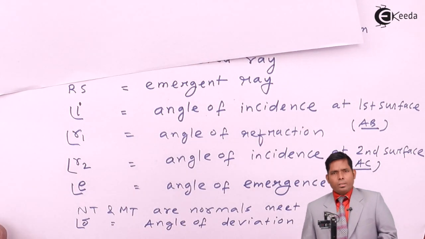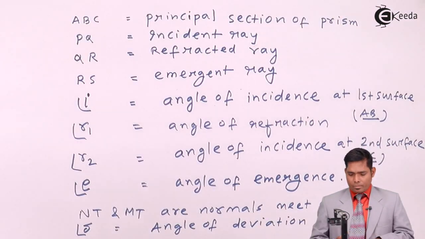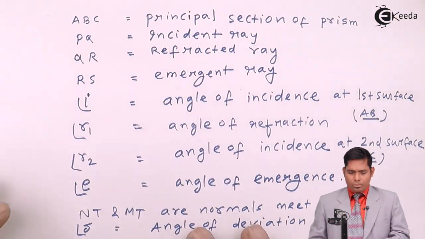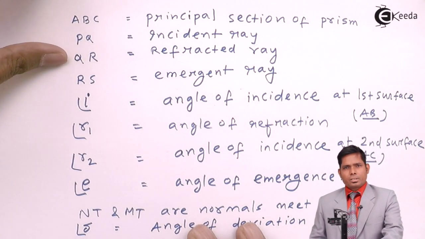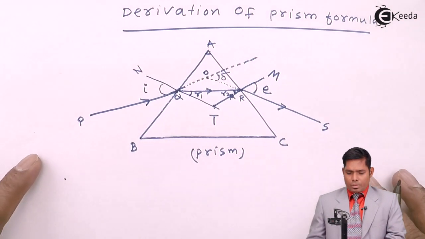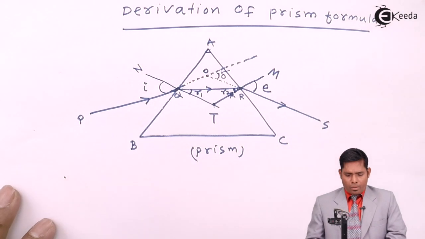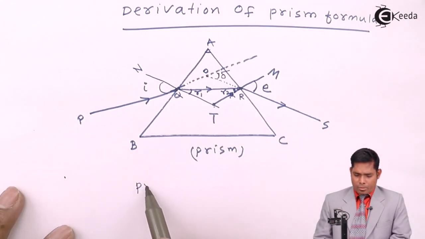So these are the things that we are using. Now we'll derive that. Basically the derivation is to find the refractive index of the material of the prism. That means, you see here, this is what we have first drawn. Prism formula basically means what?